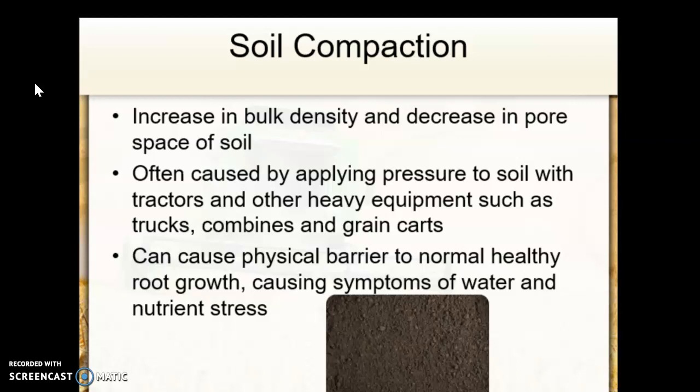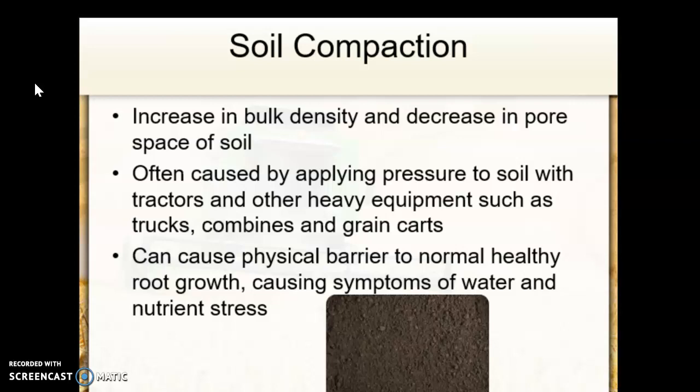Well, when we do that to soil, we remove that soil's ability to absorb water, we remove that soil's ability to exchange gas with the atmosphere, and that is really detrimental to soil health. And one of the things that can cause soil compaction is heavy equipment driving over it. So trucks, combines, and grain carts. Knowing what we know about modern day farm equipment and the size and scale of it, compaction is something that's more important to consider now than it was in the past.